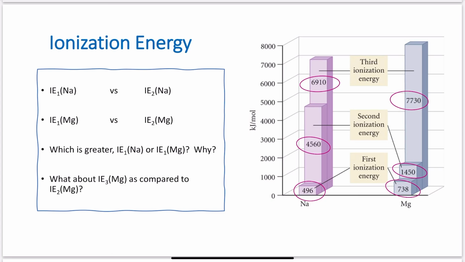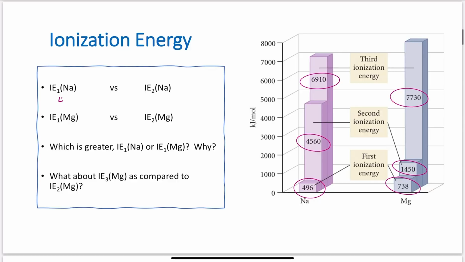So IE1 of sodium versus IE2. IE1 is 496 kilojoules per mole, whereas IE2 is 4560 kilojoules per mole.